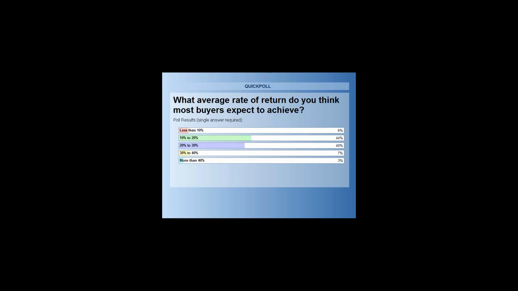So you guys think we're a little generous in our 20 to 30% range, and that's okay. I mean, we calculate what it is, and you can make adjustments as you see fit. Slightly beaten out by the people that think in today's market anything in the 10 to 20% range is appropriate.